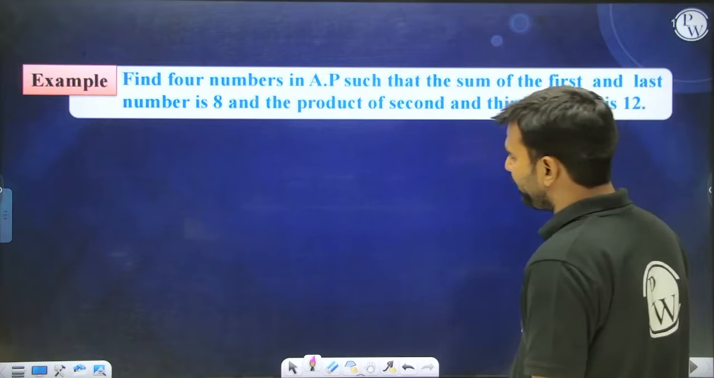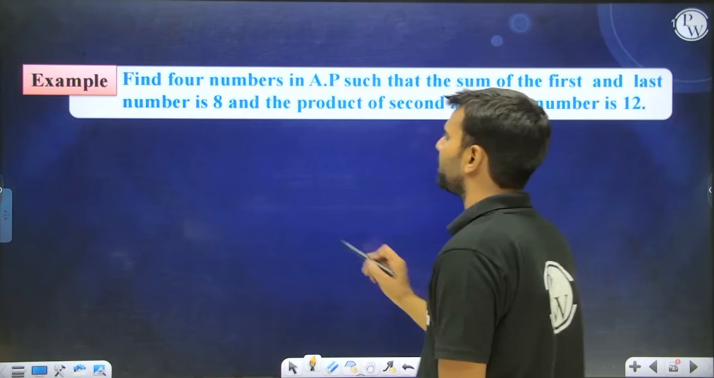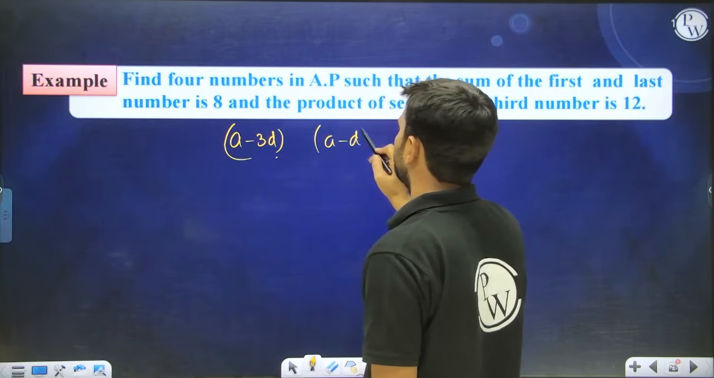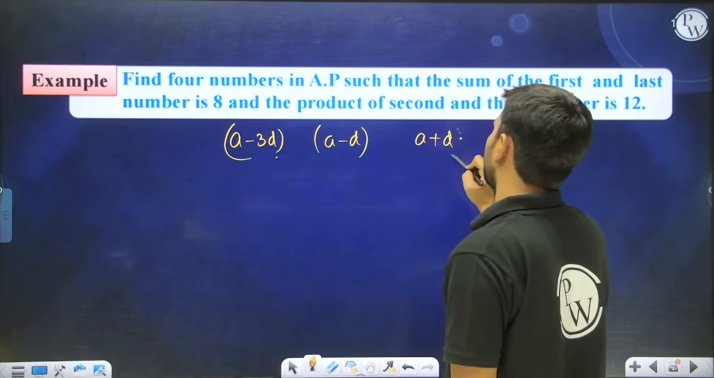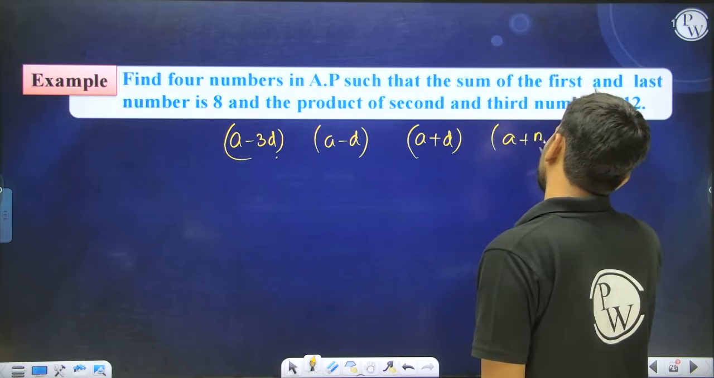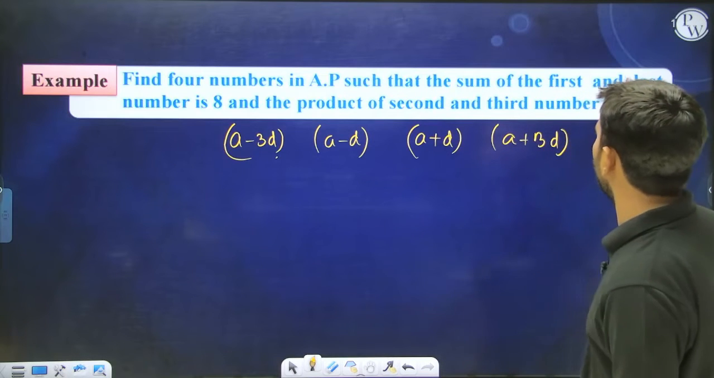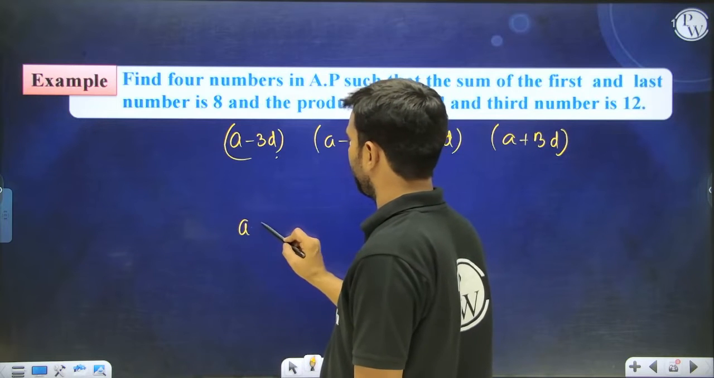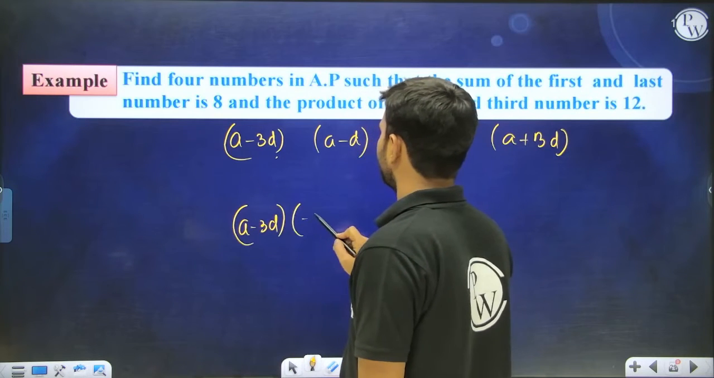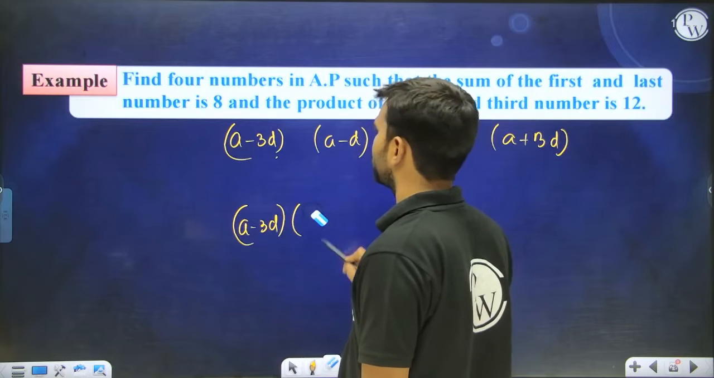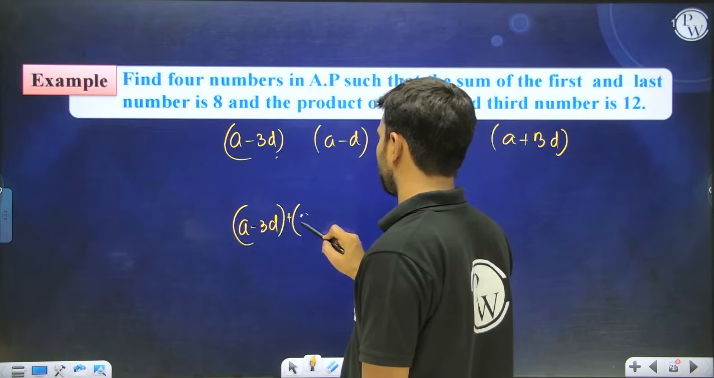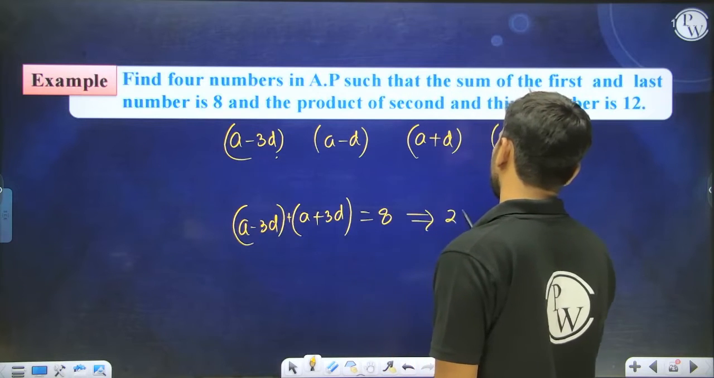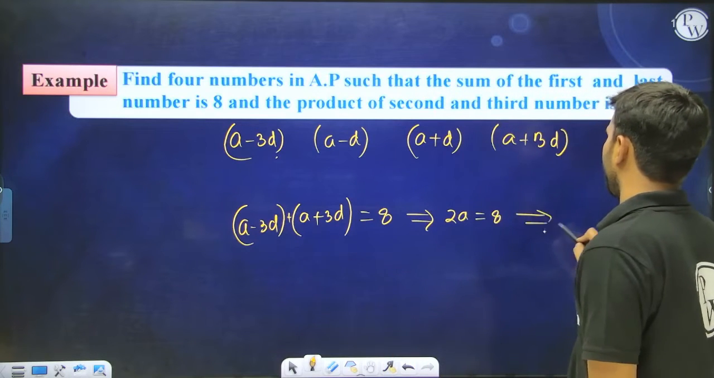Alright, find 4 numbers in an AP. Whenever 4 numbers in an AP are needed to be taken, take these 4 points like this: A minus 3D, A minus D, A plus D and A plus 3D. What is the common difference over here? The common difference over here is 2D. Okay, such that the sum of the first and the last is given to you equal to 8. So the sum of these two things equal to 8 means 2A equals 8, which gives you the value of A equal to 4.